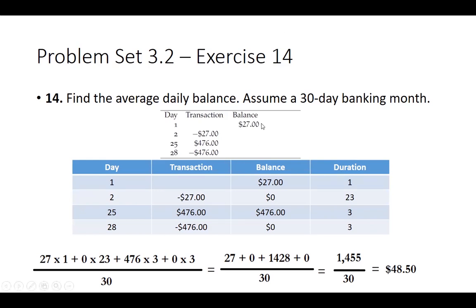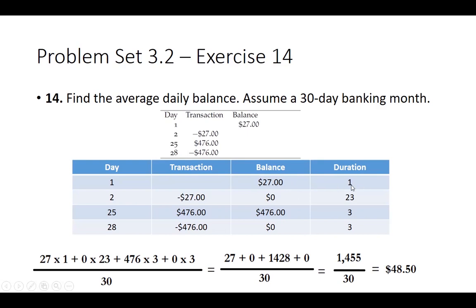Number 14. On day 1, there's a balance of $27. On day 2, there's a payment of $27. On day 25, there's a transaction that adds another $476. And on day 28, there's a transaction that pays off that $476. Filling in the rest of our table, we need balances, we need durations.